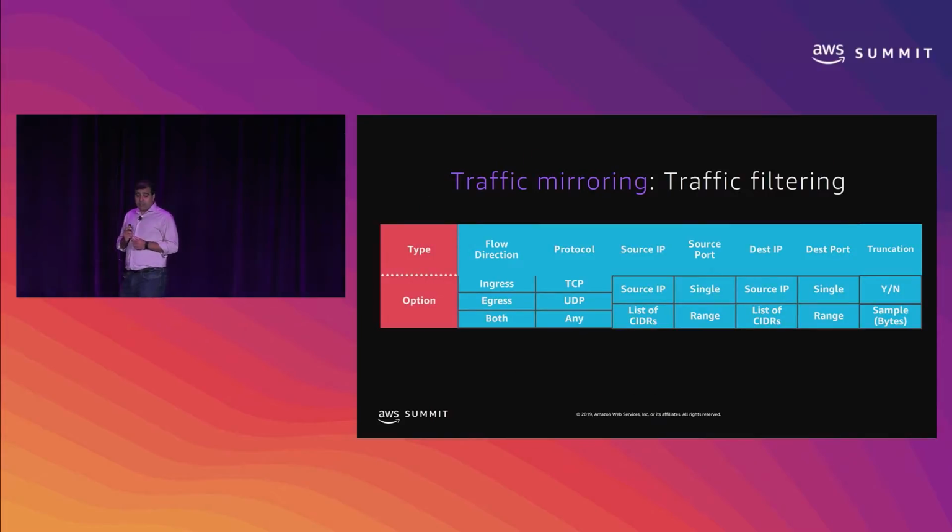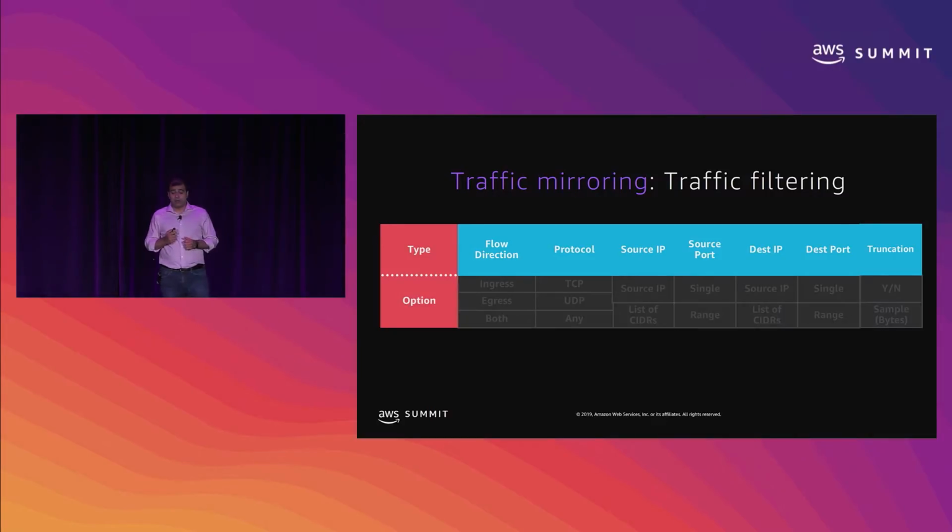So now let's get back to the filters. The filters are very similar to a network ACL. This is as simple as it can get. There are 7 options, very similar to a network ACL, plus flow direction and truncation. So let's do a quick exercise and create a filter.